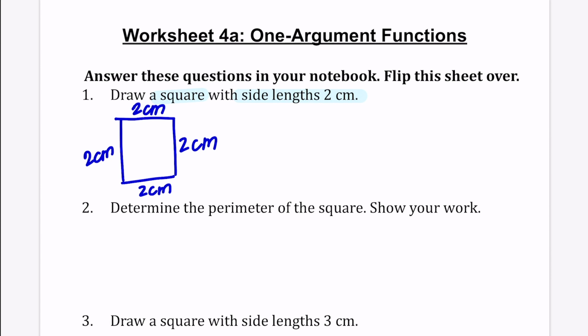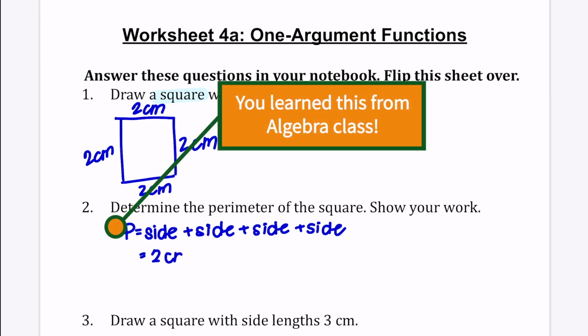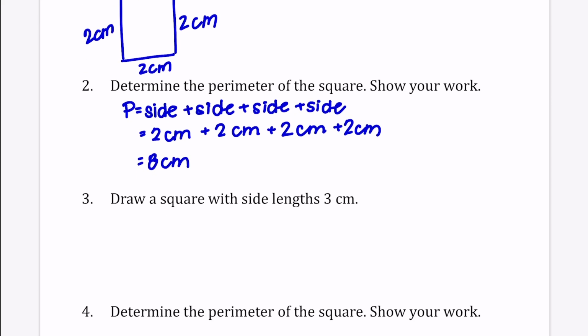Now we're going to calculate the perimeter of the square, and we have to show our work. From what I remember, you told me that you learned how to calculate perimeters in your algebra class. You said in class that the perimeter is just side plus side plus side plus side, right? So for our square, it is 2 centimeters plus 2 centimeters plus 2 centimeters plus 2 centimeters. That gives us 8 centimeters for the perimeter, which is the measurement around the square.